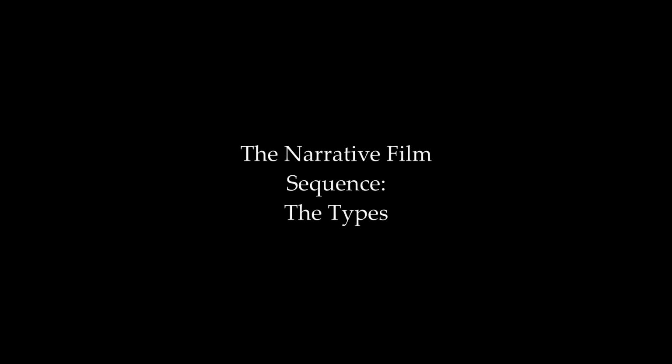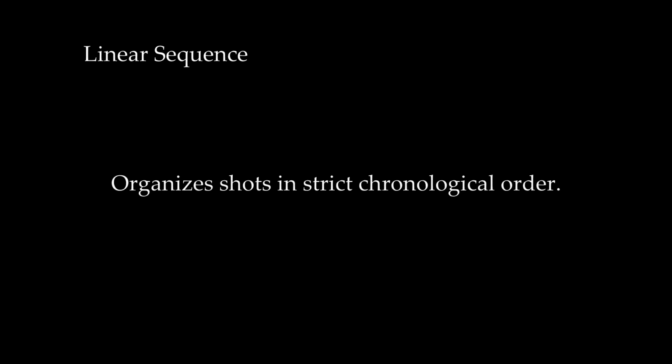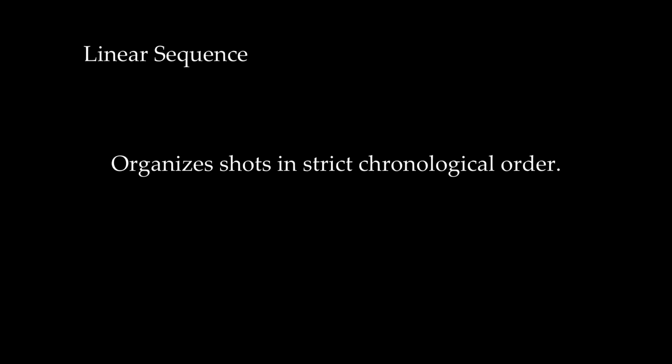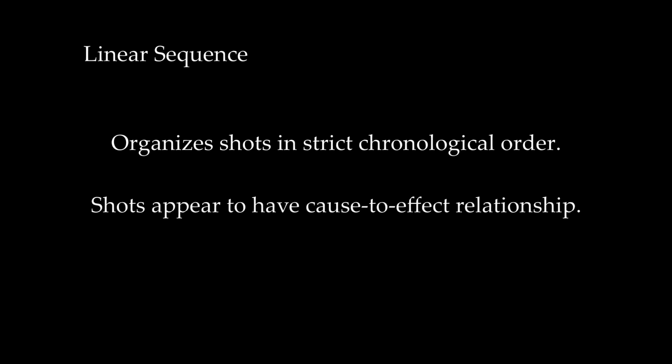In this episode of the narrative film, we will take a look at how the various types of sequences aid the filmmaker in telling a visual story. As we have shown in previous episodes, a linear sequence is a sequence that presents its shots in strict chronological order. There is also a cause-to-effect relationship between shots.